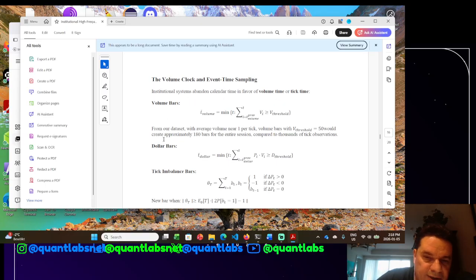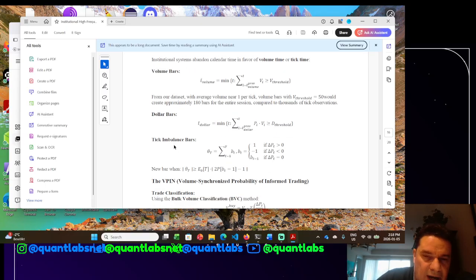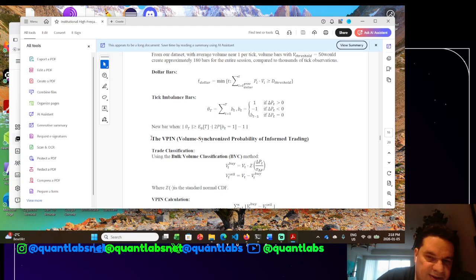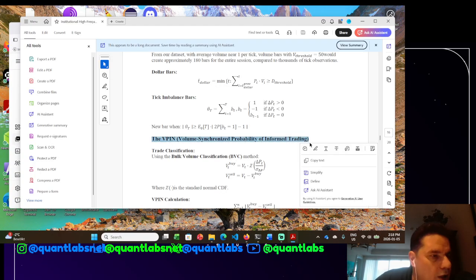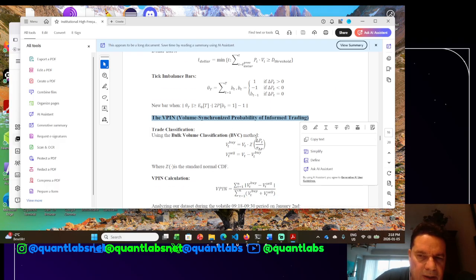So again, we have the order flow analysis here. Looking at the volume bars, dollar bars, time imbalance bars. This is a kind of known one, but not really well known out there. Is the volume synchronized probability of informed trading? That's important there. The informed trading.